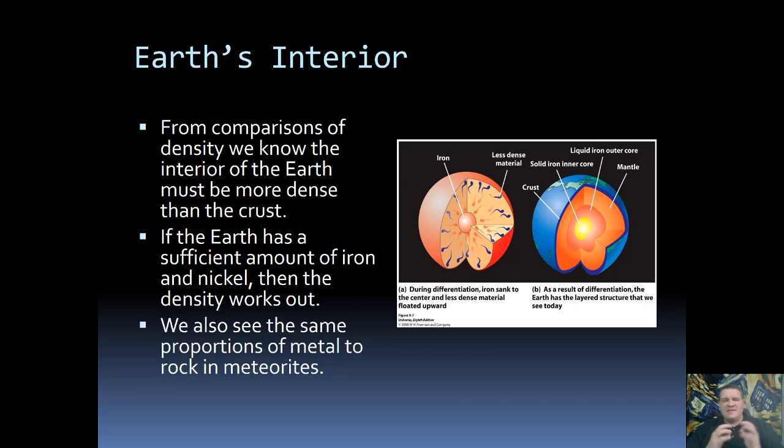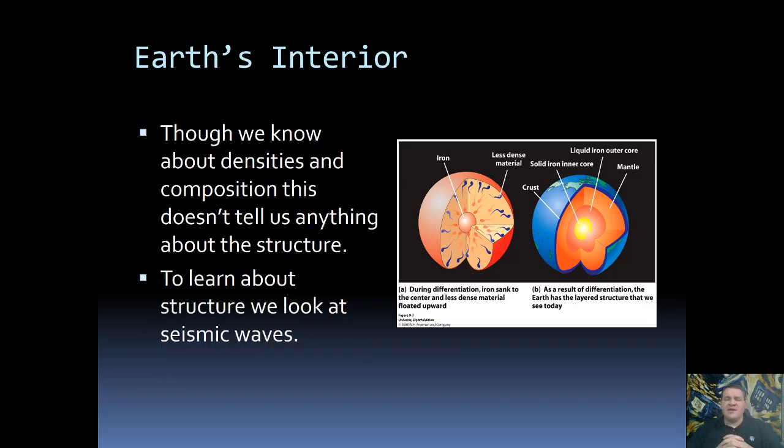Something that is comforting is that the ratio of rock to metal for the Earth to get to the right density actually agrees with the proportions of rock to metal in meteorites that we find. So we actually have two sources telling us about the composition of the Earth. Just knowing the density and composition doesn't actually tell us anything about the structure of the interior of the Earth. To figure out structure, we look at seismic waves.